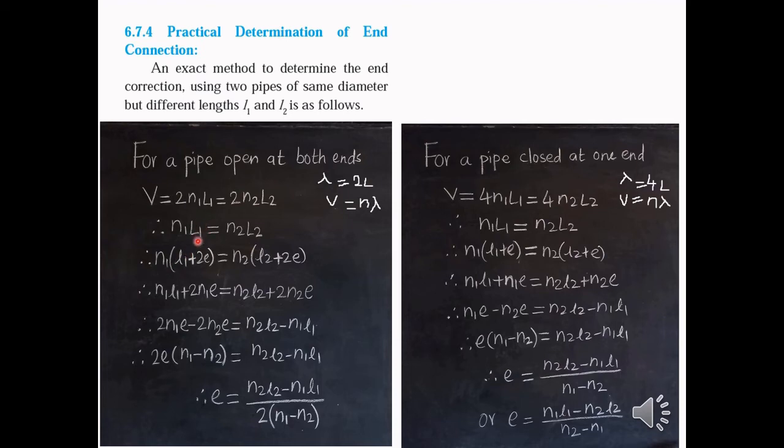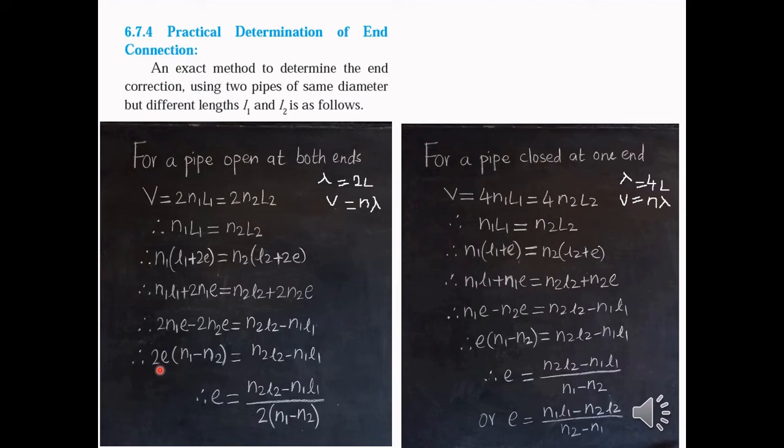Now substitute the value of corrected length. So N1 into bracket small l1 plus 2e is equal to N2 into bracket small l2 plus 2e. We'll solve the bracket. We get N1 L1 plus 2 times N1 into E is equal to N2 L2 plus 2 times N2 into E. Now we'll take the terms in E to one side. So take this term to LHS and this term to RHS. We get twice N1E minus twice N2E is equal to N2 L2 minus N1 L1.